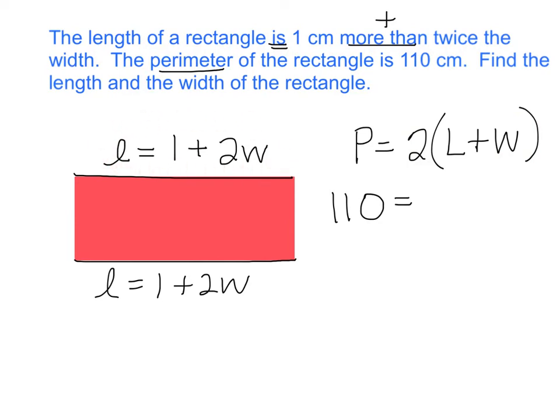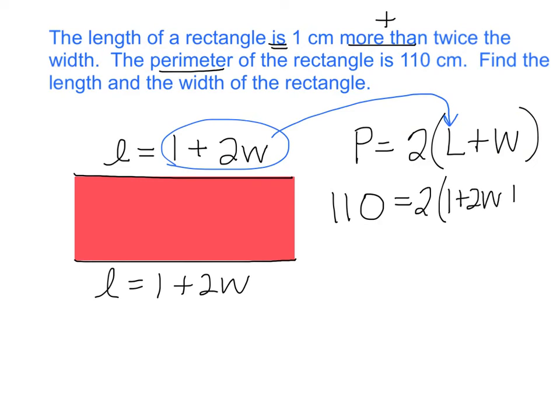So I'm going to go into my problem and take 1 plus 2W and plug it in for L. So I'm going to replace that L with 1 plus 2W. So instead of 2 times L, it's going to be 2 times 1 plus 2W plus W. So I replaced my L with 1 plus 2W. I kept my W as W, giving me 1 plus 2W plus W. Now that I've got it in one variable, I can actually solve this.